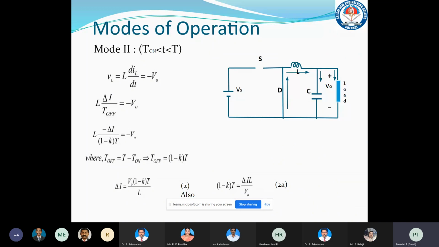During this mode 2, the current varies from maximum value to the minimum value. So del I can be taken as I minimum minus I max. We can include a minus sign in del I. So we can write L into minus del I by T off, where T off is 1 minus K into T, equal to minus V naught. From which we can write del I is equal to V naught into 1 minus K into T divided by L. And we can write the off period, 1 minus K into T, is equal to del I L by V naught.